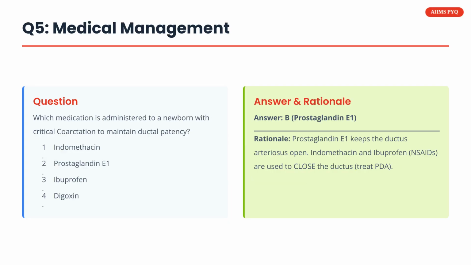Question 5. Which medication is administered to a newborn with critical coarctation to maintain ductal patency? The answer is B. Prostaglandin E1, which keeps the ductus arteriosus open.